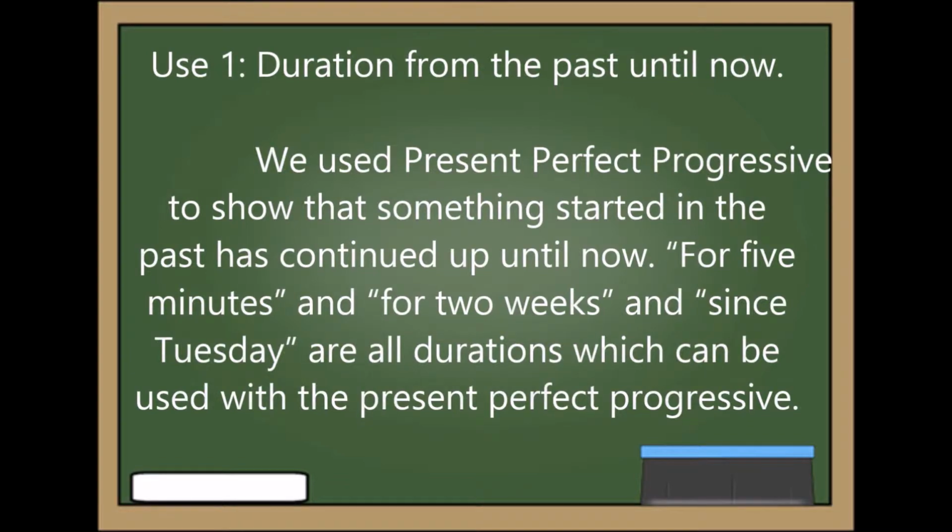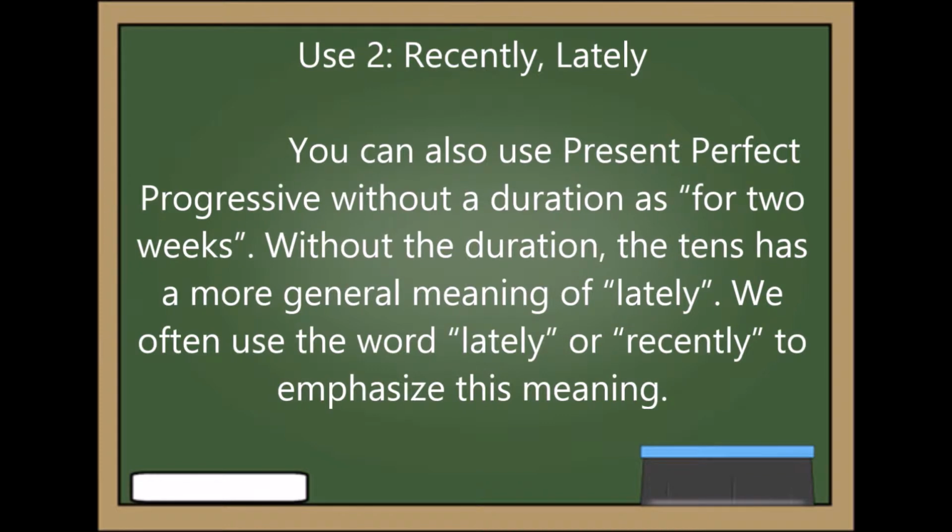progressive. Use 2. Recently, lately. You can also use present perfect progressive without a duration such as for 2 weeks. Without a duration, the tense has a more general meaning of lately. We often use the words lately or recently to emphasize this meaning.